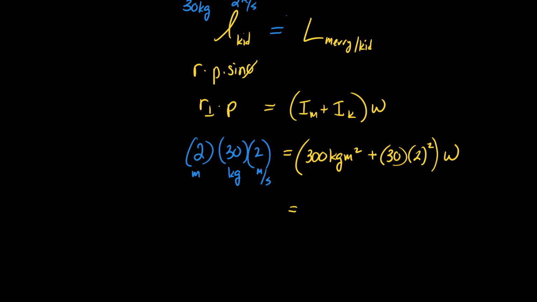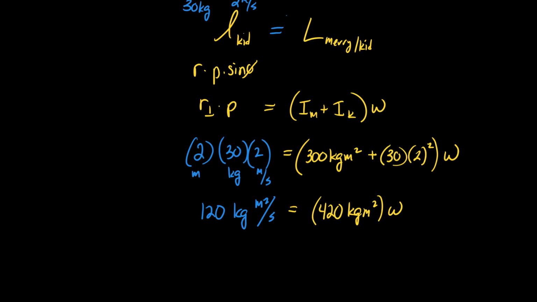So 30 times 4, 120, 120 plus 300, 420. So 420 kilograms meters squared times omega. And let's see, 2 times 30 is 60, times 2 is 120. This is 120 kilograms meters squared per second. All good? Any questions about any of that? All right.